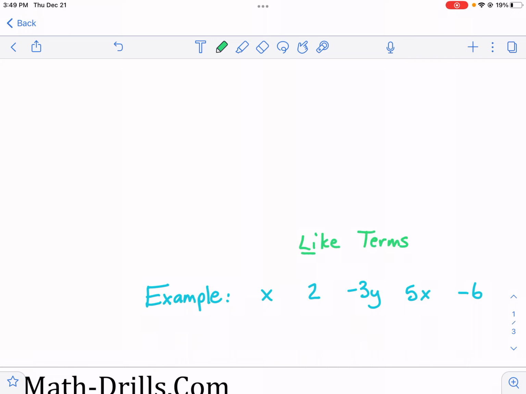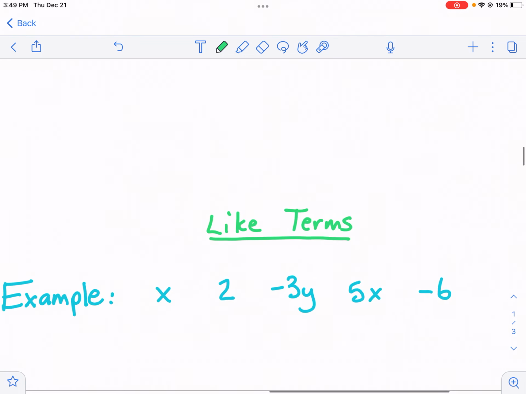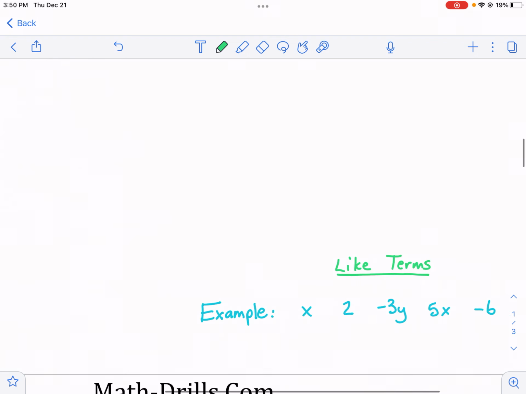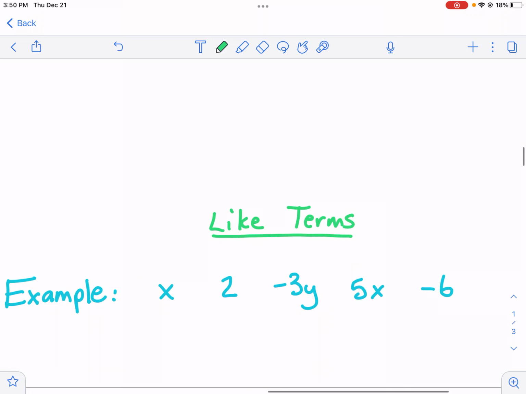You'll hear that a lot, and really what that means is it has to be an expression with the same variable raised to the same degree. That's kind of a lot for what this exercise is about. Once you get into higher algebra, you'll see that it makes a big difference, the degree. But for this worksheet's purpose, we just need to worry about like terms in terms of having the same variable or having just the number.